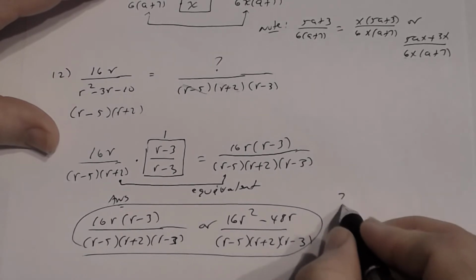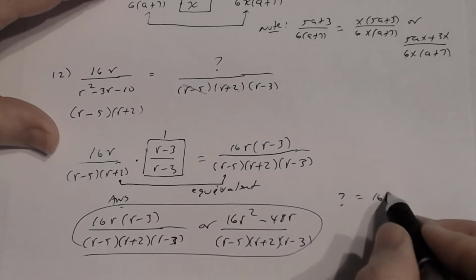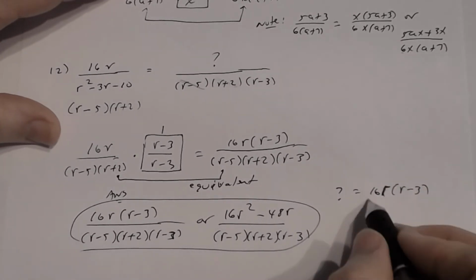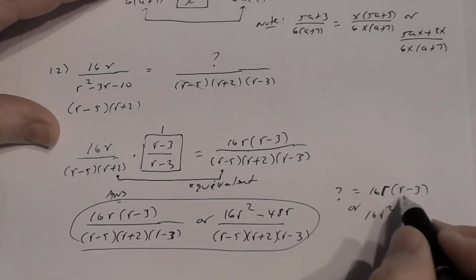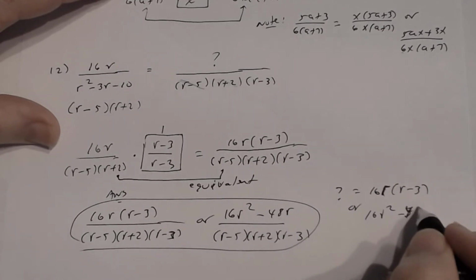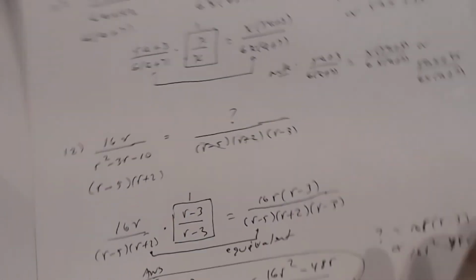Now, if they just want what the numerator needs to be, then you would just say 16r times r minus 3, depending on what they want the numerator to be. And then you could distribute as well. So 16r times r is 16r squared. And then 16r times a negative 3 is a negative 48r. Okay? All right, number 13.